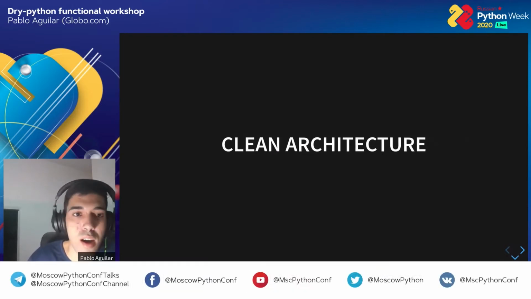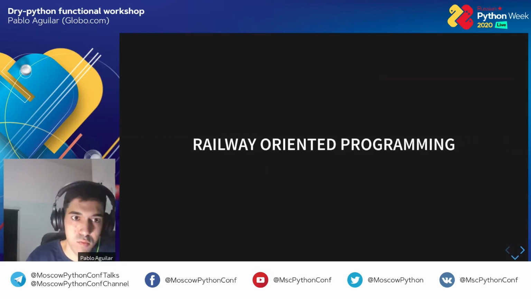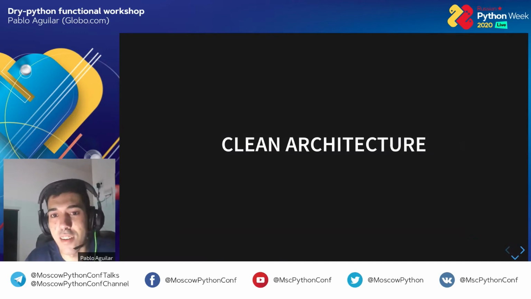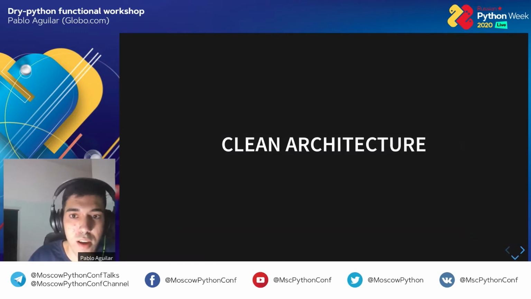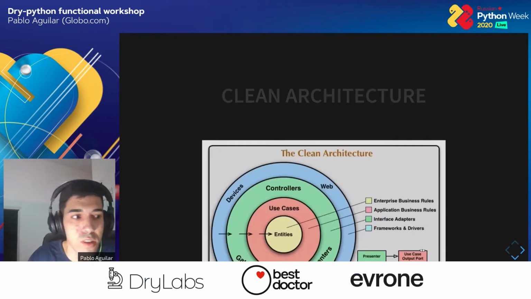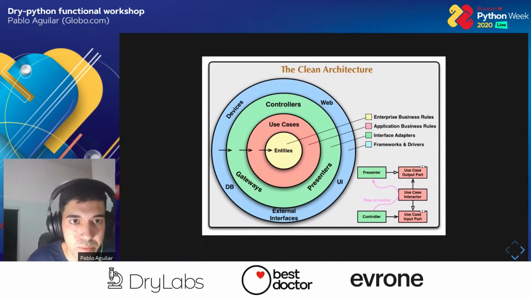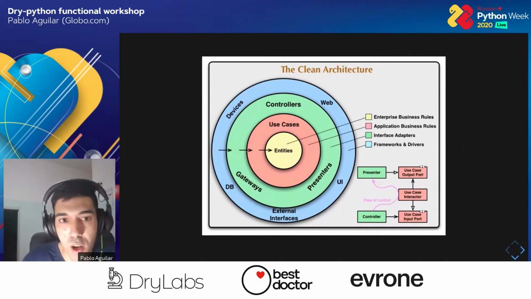So here I want to talk about the clean architecture. The clean architecture was proposed by Robert C. Martin, aka Uncle Bob, in 2012. So this is basically the schema extracted from Uncle Bob's blog post.